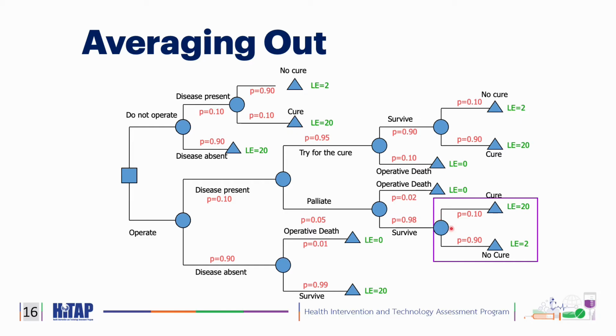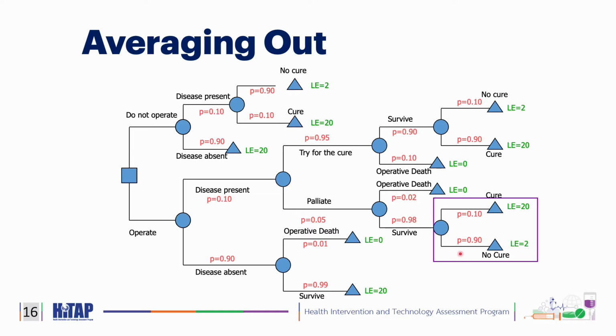The probability of the patient being in the cure state in this case is 0.1, compared to the probability of the patient falling into the no cure state, which is 0.9. In this case, if the patient is in the cure state, their life expectancy would be around 20 years, compared to only 2 years if the patient is in the no cure state.